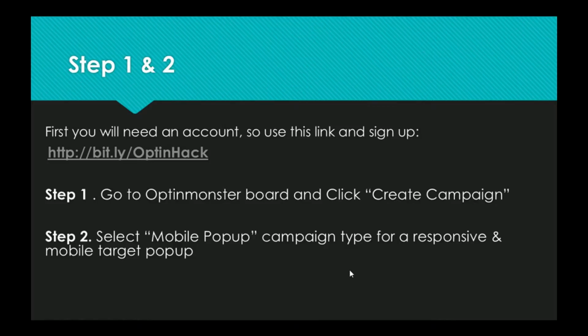So you're going to go to OptinMonster and create an account. And then you're going to go to the OptinMonster dashboard and click Create Campaign. Step 2 is you're going to select a mobile pop-up because that is what we're making. We're not focusing on desktop right now. Mobile traffic is beginning to seriously overtake desktop. It actually happened already. So we're making a mobile pop-up.